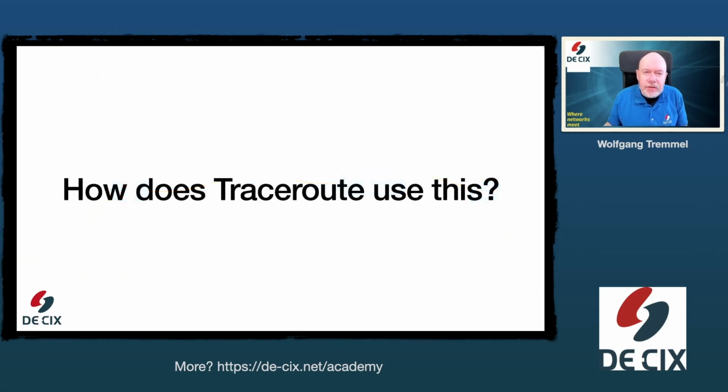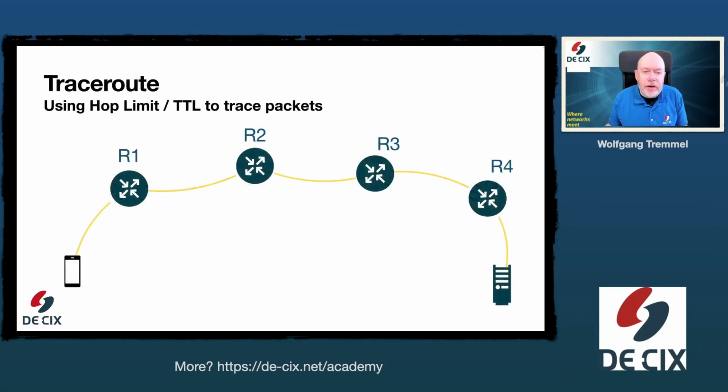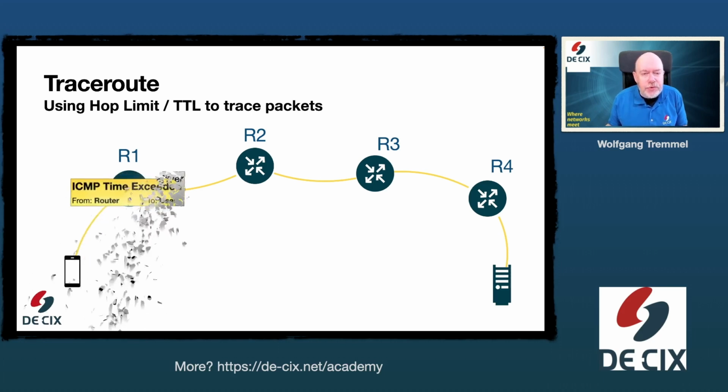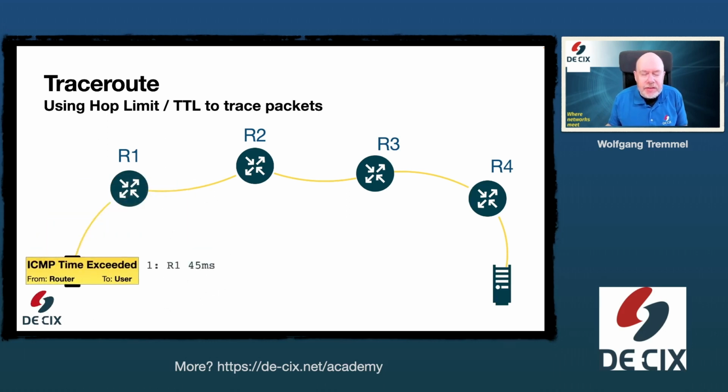So, how does Traceroute use this? Well, we create an IP packet and set the hop limit to 1, which means that the first router already discards the packet and sends back an ICMP time exceeded message. We record the reception of the message. We know who sent it because the IP address is in there.